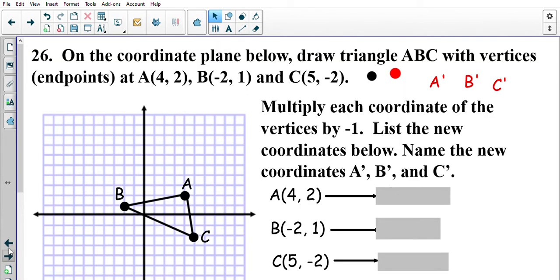Now, what you will have on your test is a problem like this. So 26 says, on the coordinate plane below, draw a triangle ABC with vertices or endpoints at A (4, 2), B (-2, 1), and C (5, -2). So you can see that I already graphed these points for us. So take a look, graph them on your paper as well.